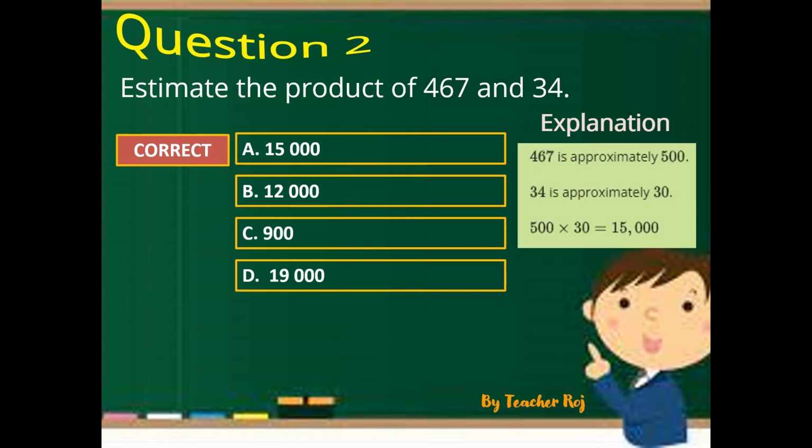Bakit? Kasi 467 is approximately 500. Yan. Ang 34 is approximately 30. Kapag ni-round off mo siya into the highest place value. Kaya, 500 times 30 is 15,000. No? Ayan, no? 5 times 3, 15. Ilang zeros yan? 3. Okay? Ayan. Next, question number 3.